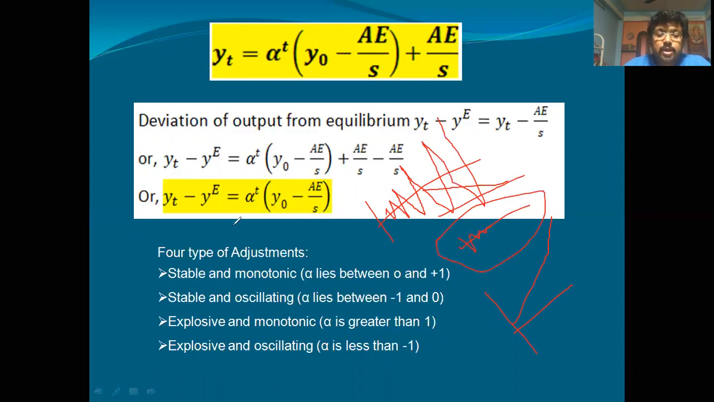This is the explosive oscillating. Okay, so this type of four type of adjustment may occur depending on the values of alpha. And values of alpha depends especially on the values of marginal propensity to save and capital output ratio.